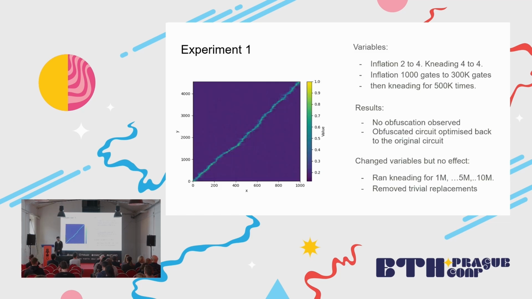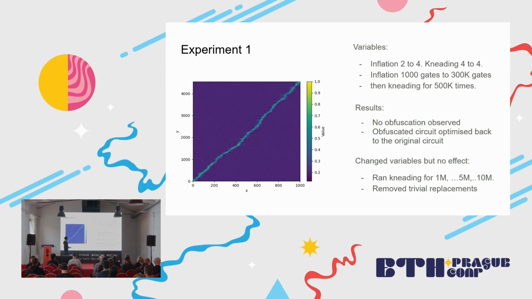Okay, so experiment one, what did we do? We ran inflation. We took a 1,000-gate circuit, added a lot of fat, and inflated it to a 300,000-gate circuit. Then we ran kneading 500K times. Every time we did a replacement at the inflationary stage, we went from 2 to 4, so every inflationary step increases the size by 2. At kneading, we went from 4 to 4. The result is that we did not observe any obfuscation. Our circuit optimizer, the reversible circuit optimizer, was able to reverse the circuit back to the original circuit.